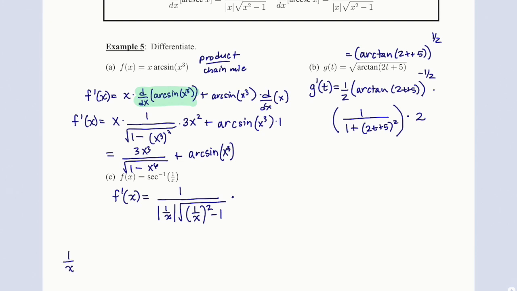Remember, 1 over x is the same as x to the negative 1. So I'll use the power rule, and so that will be negative 1 times x to the negative 2. So if we want to, we could rewrite this as 1 over absolute value of 1 over x times square root of 1 over x squared minus 1 times negative 1 over x squared.